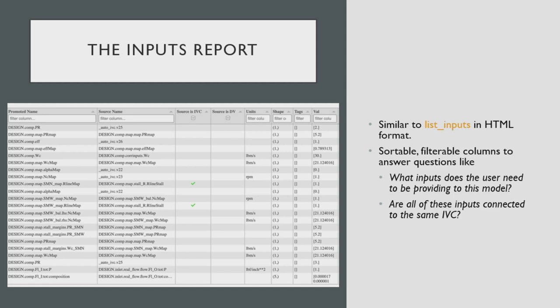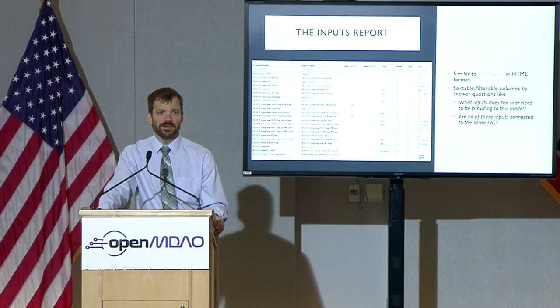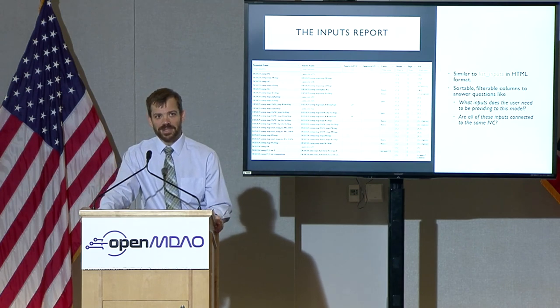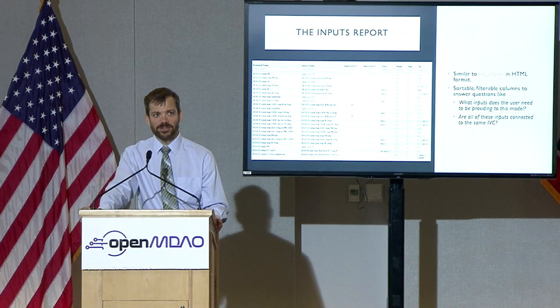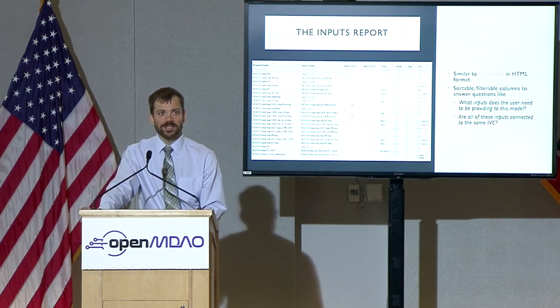The other side of that is, is this output of an IndepVarComp something that the optimizer is controlling, where perhaps the initial value is on me, but eventually the optimizer is taking over that and controlling that. And just being able to know, if you're going to run this model, these are the things that you ultimately need to worry about providing. I feel like this is a really good tool for that, and it's only been in the code base for a couple of weeks, and I've already been using it nearly every day, so it's been great for me.